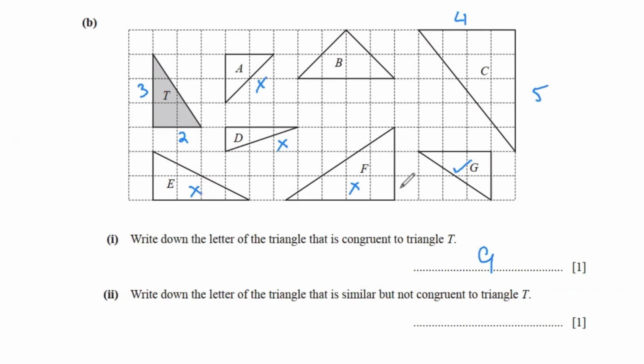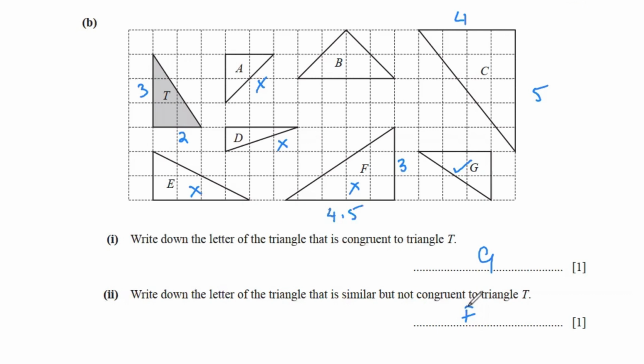If you look at F, this is 3 and the height is 4.5. So 4.5 divided by 3 is 1.5. And 3 divided by 2 is also 1.5, which means T and F are similar.